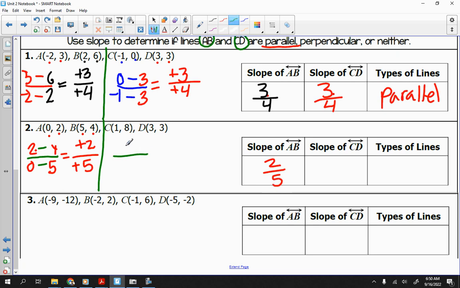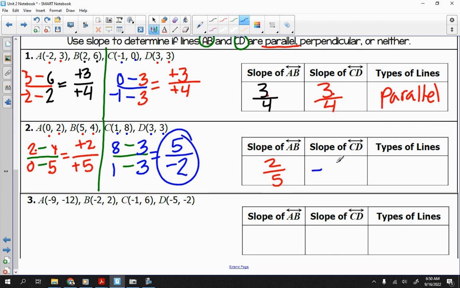Okay, here's my big division sign for this one. First y, first x, second y, and second x. 8 minus 3 is 5. 1 minus 3 is -2. We're not going to make it a mixed number. We're going to keep it a rise over run, so it's -5/2. Let's look, parallel. They have to be the same. That's not going to work. They're not exactly the same.